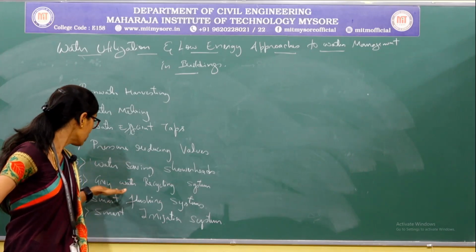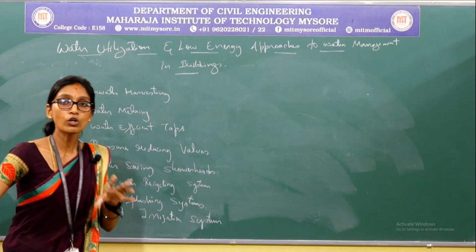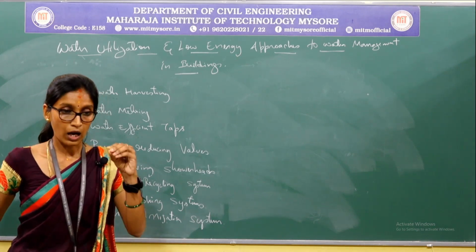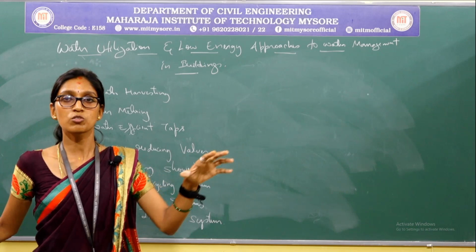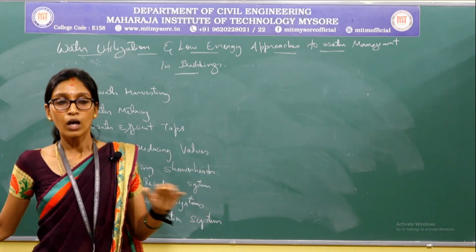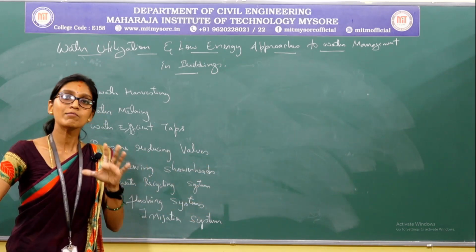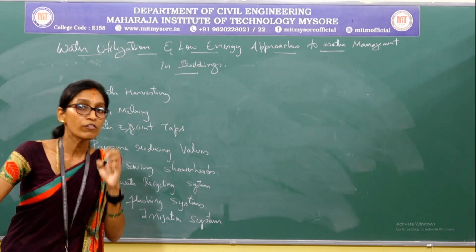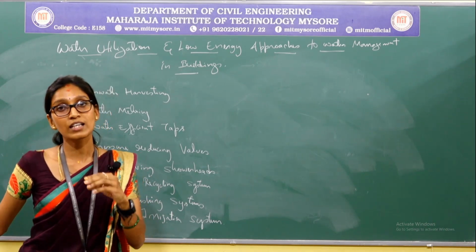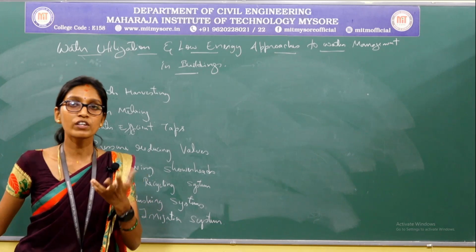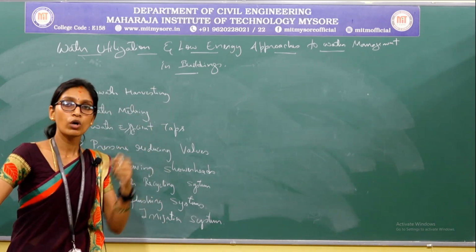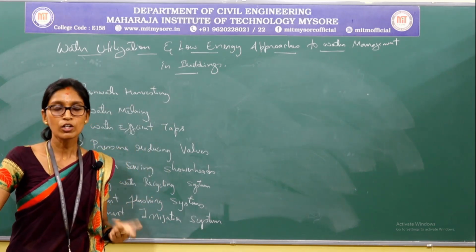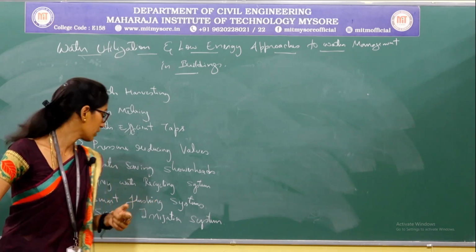Okay, and we all know that the waste which is removed from a house will contain a maximum of 80% water. So if I am going to recycle at least 50% of it, obviously the other 50% of the water which I would have used will be saved. So I can conserve water to a greater extent.